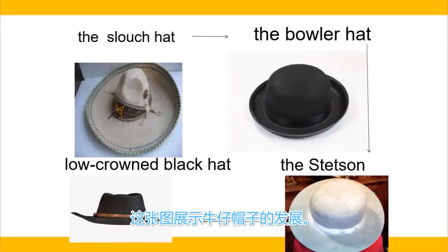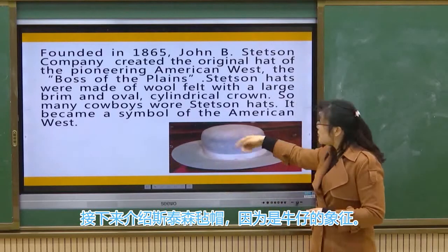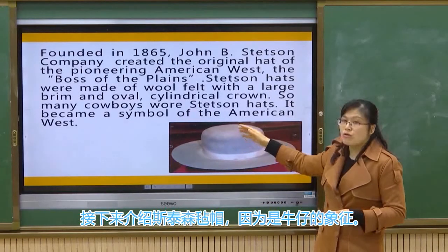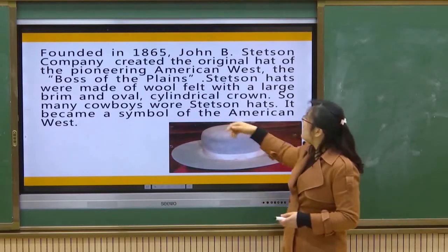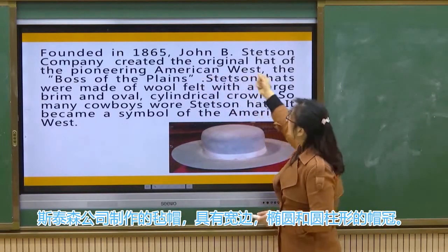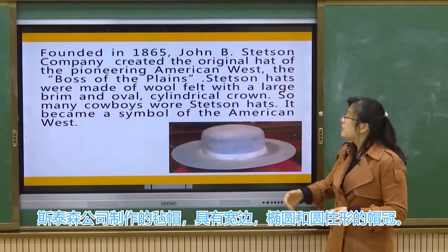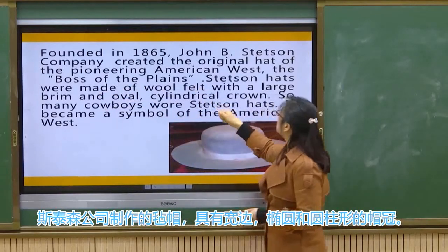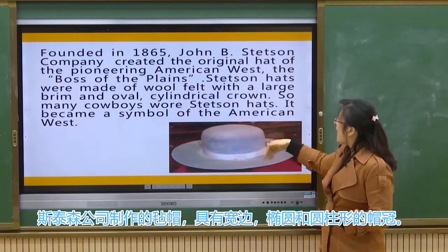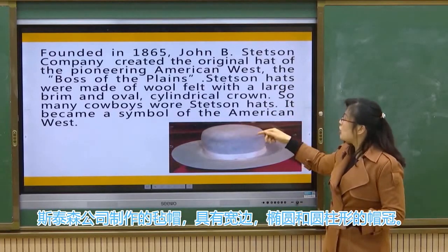And so this picture shows the development of the cowboy's hat. Next, we'd like to introduce the Stetson hat because it was one symbol of cowboys. In 1865, the John B. Stetson Company made a special hat. It was called Boss of the Plains. And this kind of hat had a large brim and an oval, cylindrical crown.